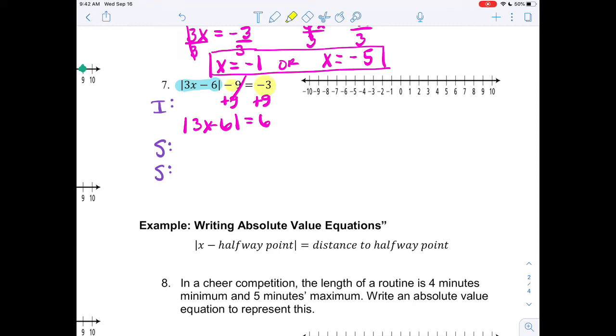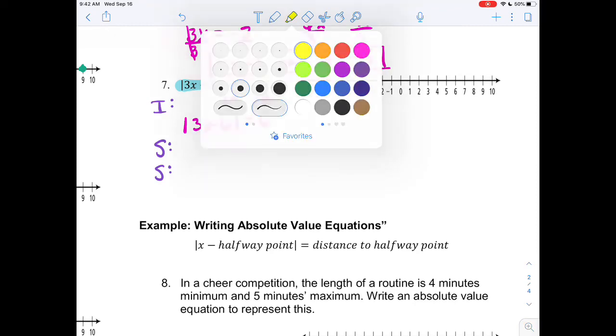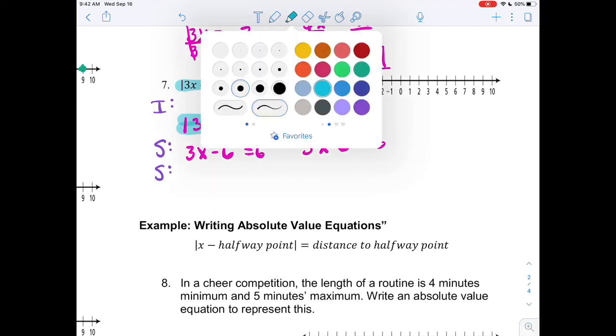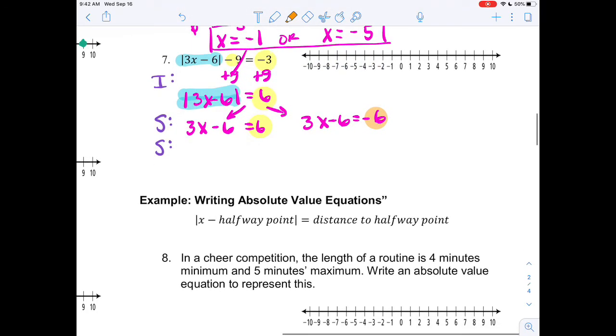Now we are isolated. We have a constant on one side and our absolute value by itself on the other side, and we're ready to go ahead and do our separate step. So separating, we'll have 3x minus 6 is equal to 6, and 3x minus 6 is equal to negative 6. Again, we have a positive and a negative value to deal with.